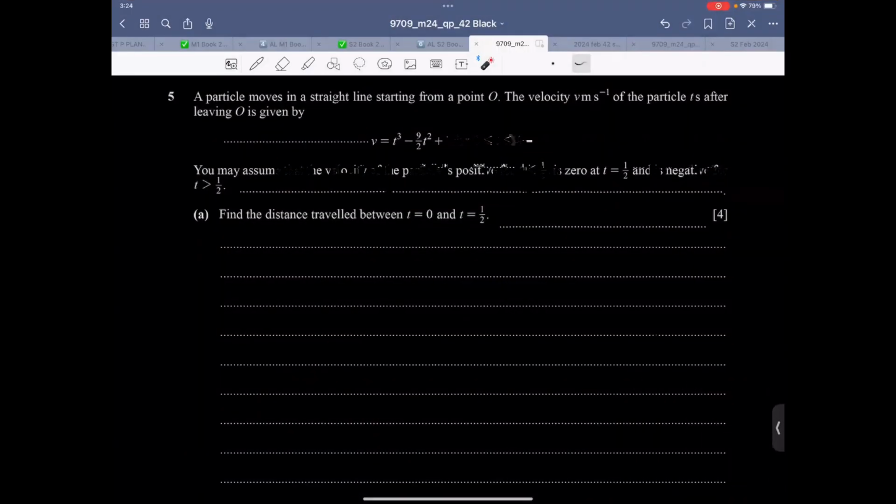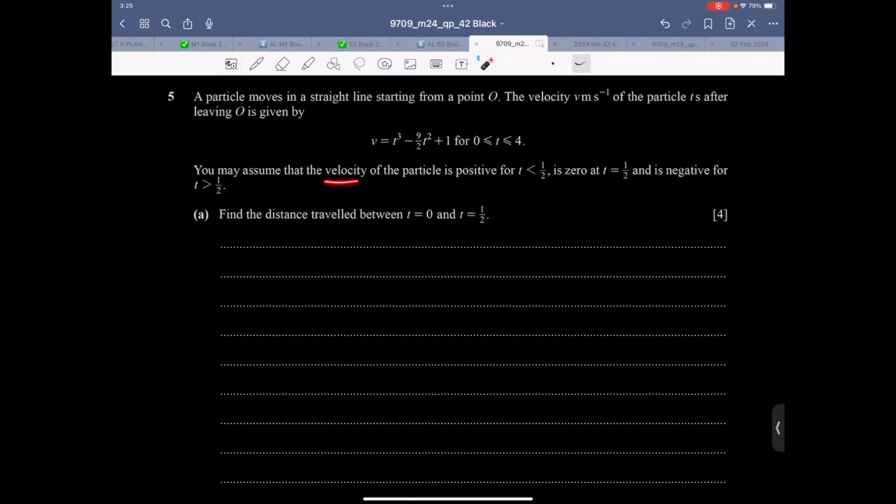So now the question says, a particle moves in a straight line starting from a point O. The velocity v meters per second of the particle t seconds after leaving O is given by such and such. This is the equation. It is valid from 0 till 4. You may assume that the velocity of the particle is positive for t less than half, is 0 at t equals half, and is negative for t greater than half. First part, find the distance traveled between 0 and half.